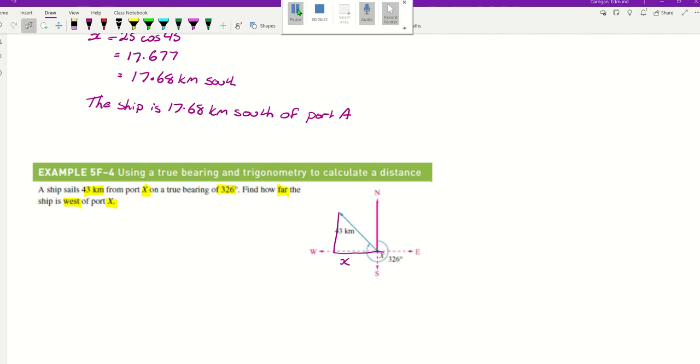And now what I need is an angle. Now I've got 326 all the way around there. West, I remember, is 270. If I put those degrees in just to remind us. The angle in here, which I'm going to call theta, is equal to 326 degrees minus 270, which is the degrees to get me to west, equals 56 degrees. So my theta in there is 56 degrees.